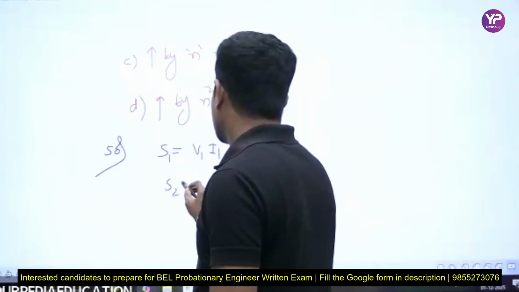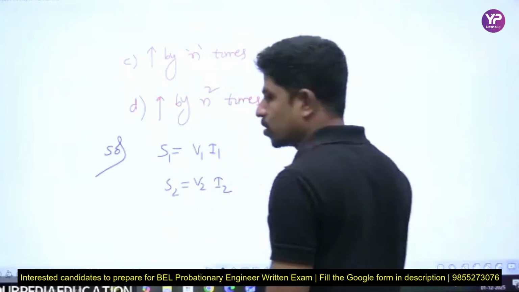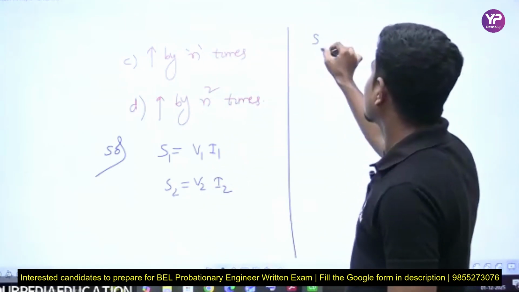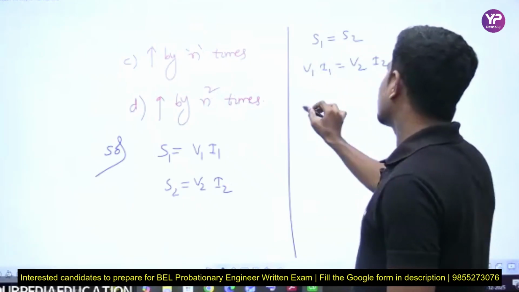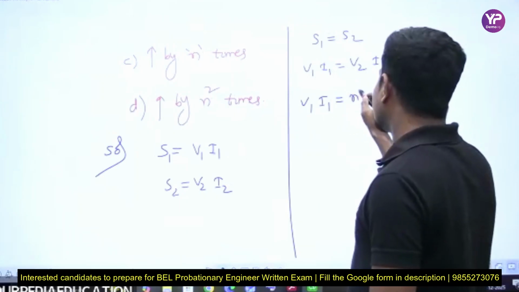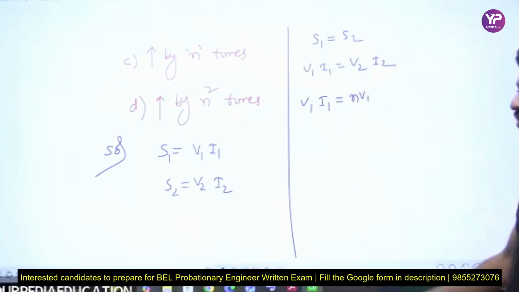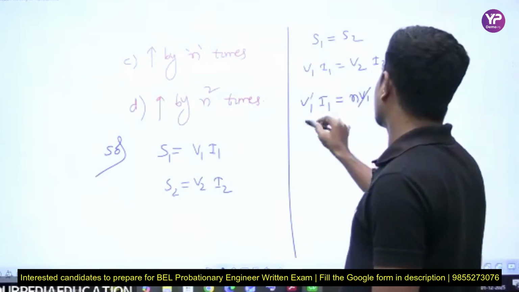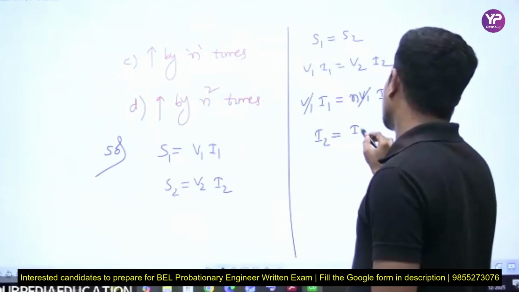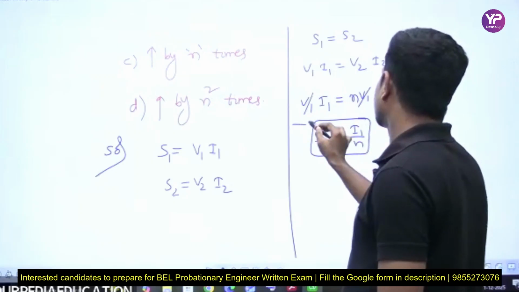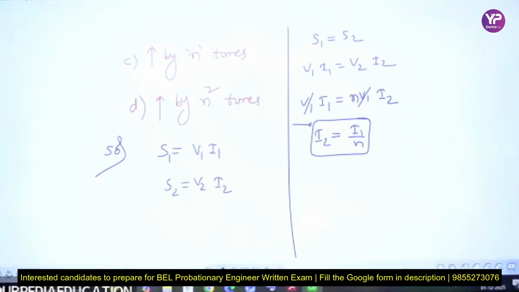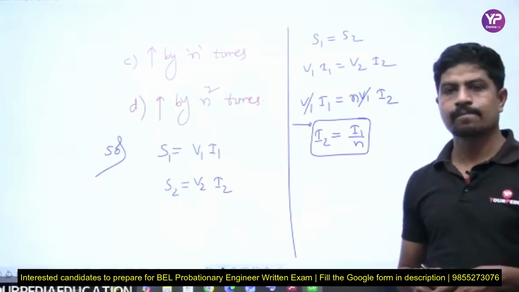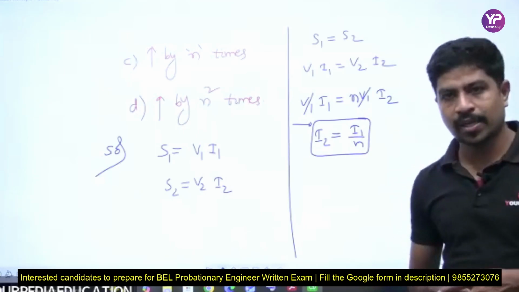Now, S2 is equal to V2 I2. But the same amount of power means S1 is equal to S2, so V1 I1 is equal to V2 I2. One thing is very sure, that voltage is increased by n times compared to previously, meaning V2 is n times V1. So I2 is simply I1 by n times. I2 is equal to I1 by n.